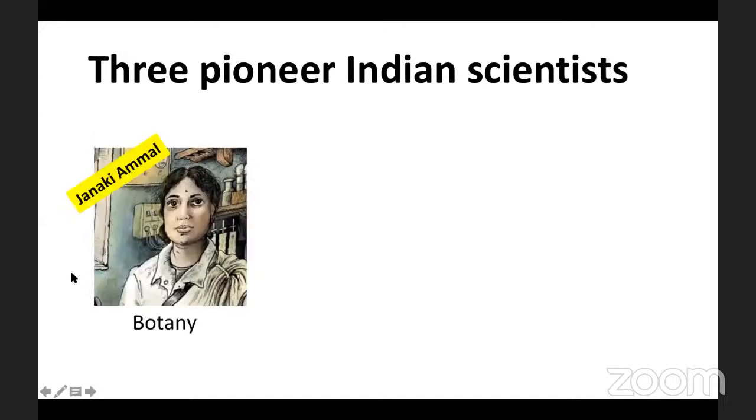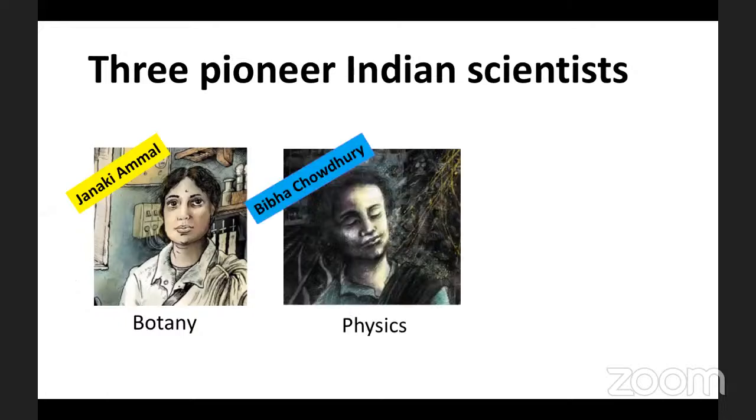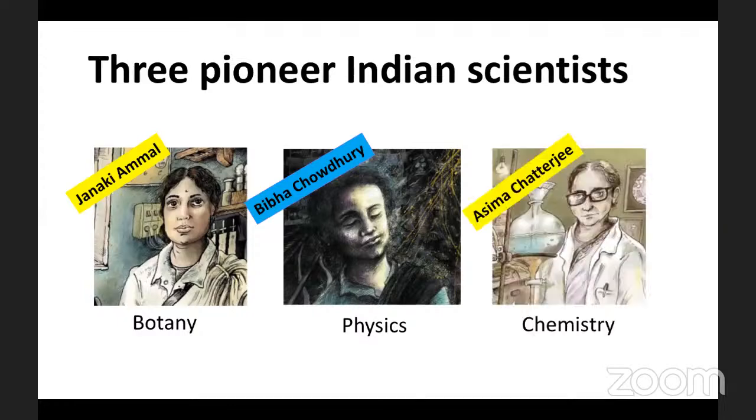One is Janaki Ammal, who is a botanist. The other is Bibha Chaudhary, who is a physicist. And Oshima Chatterjee, who is a chemist. So today we're going to talk about three pioneer Indian scientists who happen to be women, okay? A botanist, Janaki Ammal, a physicist, Bibha Chaudhary, and a chemist, Oshima Chatterjee. Let's start with Janaki Ammal.